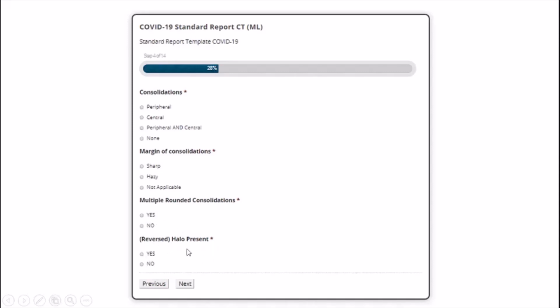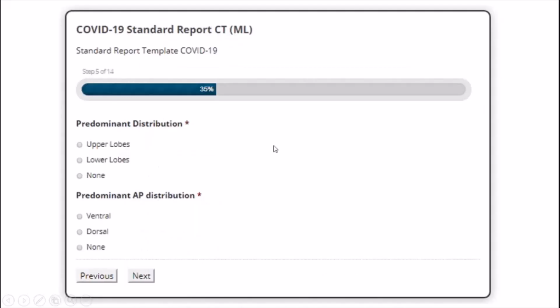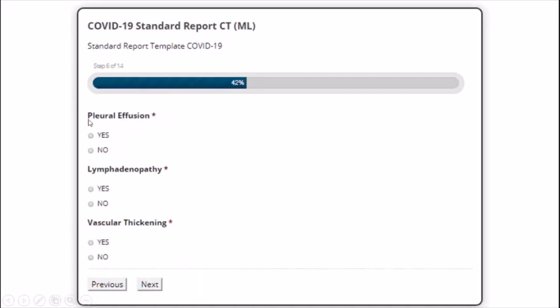If there is reversed halo present, yes or no. And you click next. The predominant distribution, is it upper or lower lobes or none? Is it anterior or posterior? So ventral is anterior, dorsal is posterior. Click next. The pleural effusion, is it present or not? Lymphadenopathy present or not? Vascular thickening present or not?